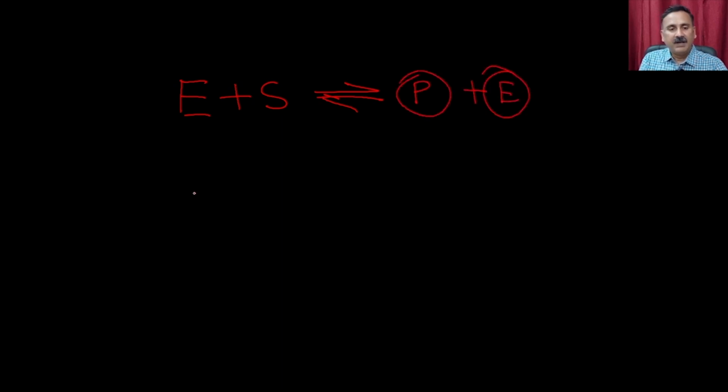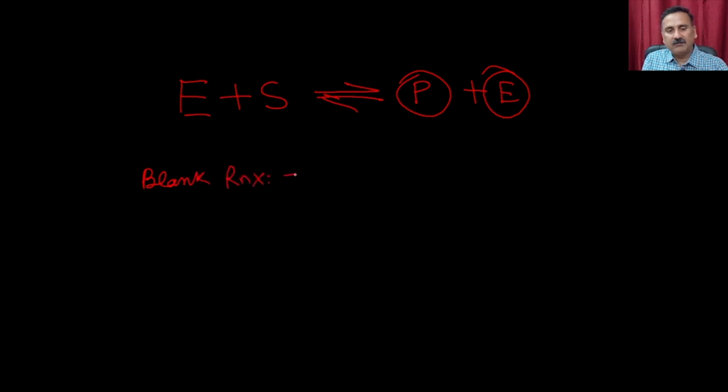So when you are going to do an enzyme catalyzed reaction, you are going to have the product and the enzyme being formed. And if I set up the reactions, what I'm going to do is set up the blank reactions.